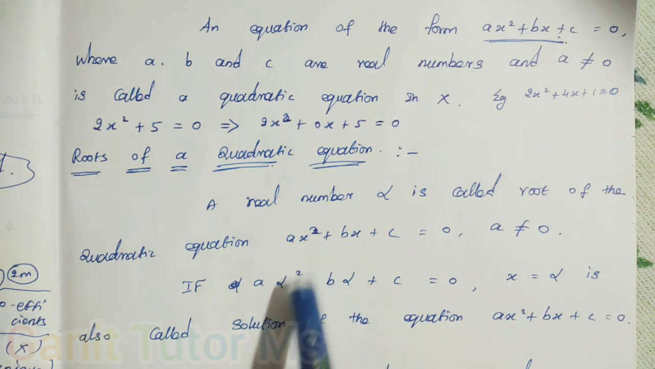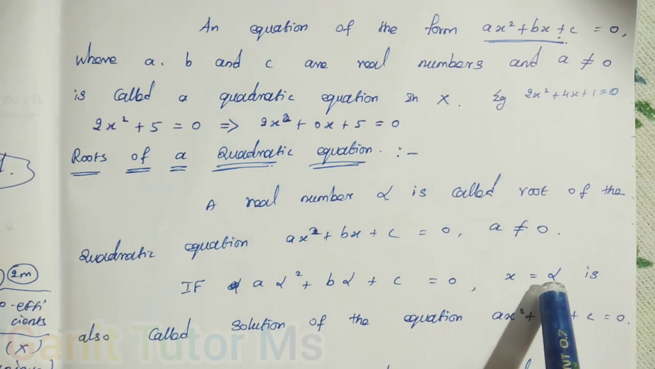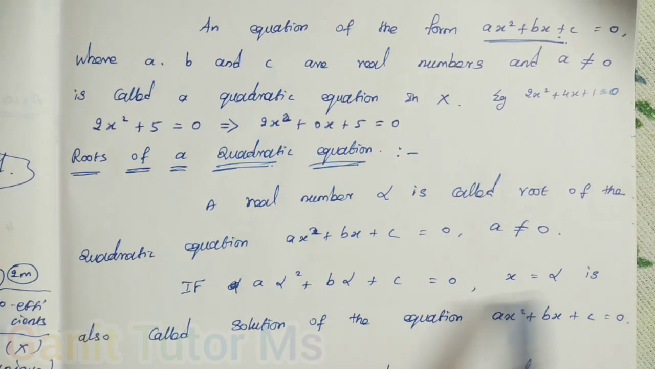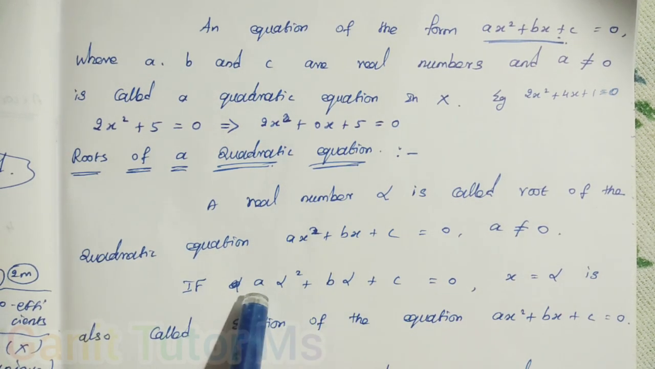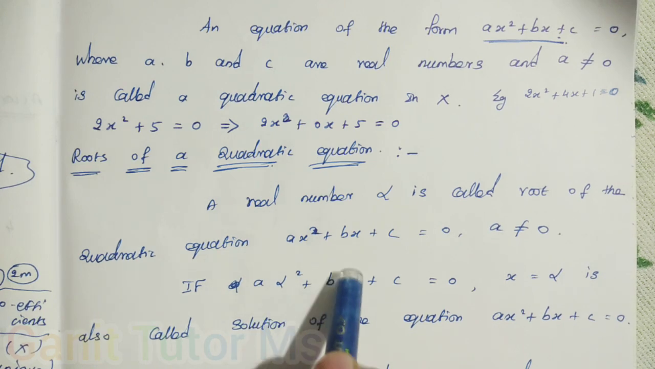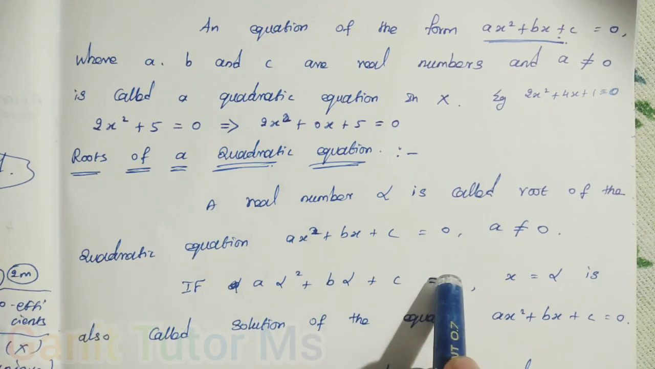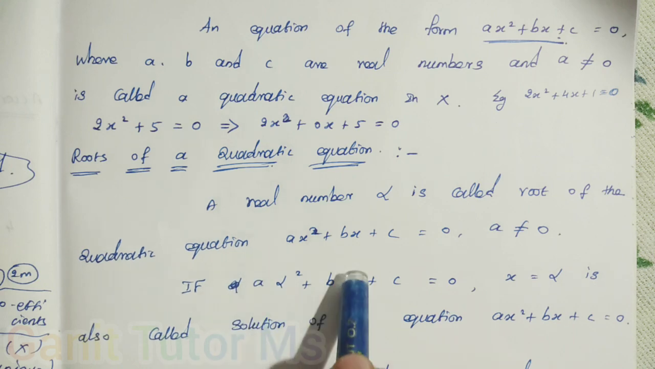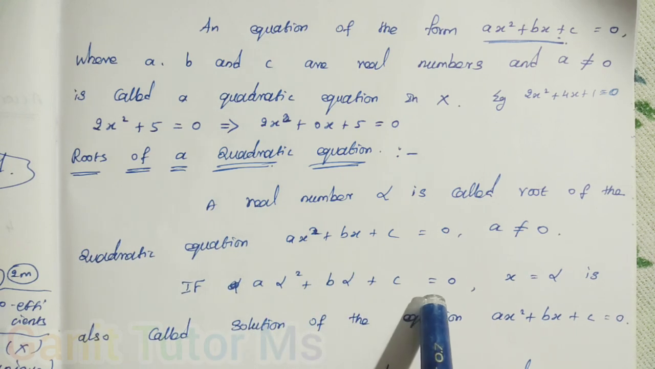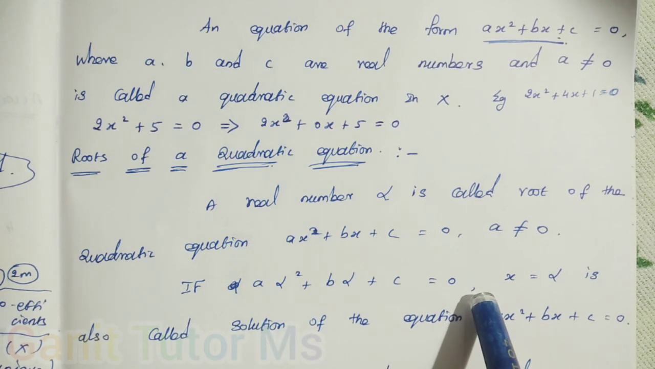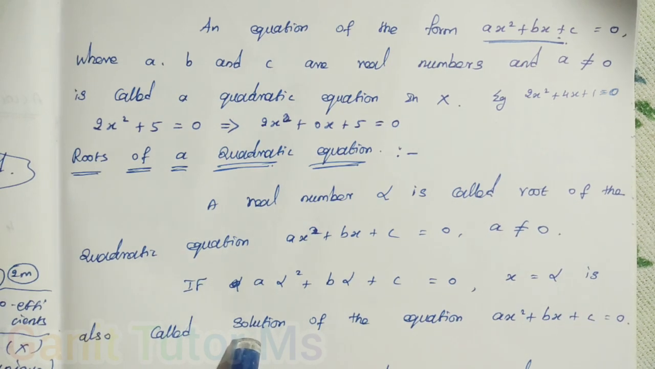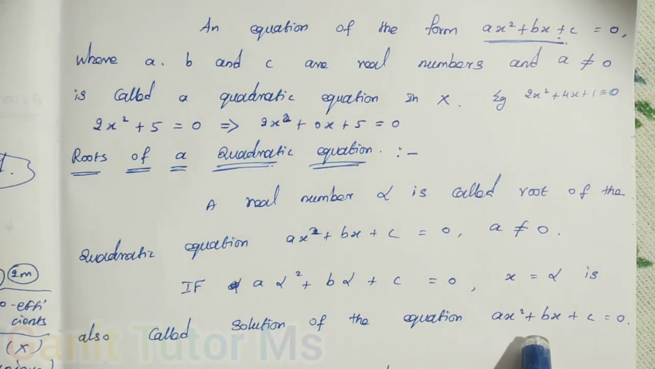Actually, instead of x value, you can substitute any real number, that is here alpha, right? So instead of x, we can put alpha. So we put a alpha squared plus b alpha plus c is equal to 0. When alpha satisfies the entire equation, it becomes 0. That alpha is called the solution of the given quadratic equation. Are you all clear?